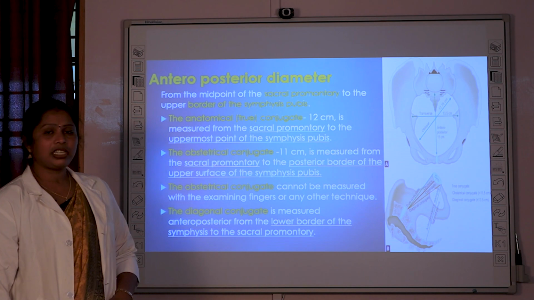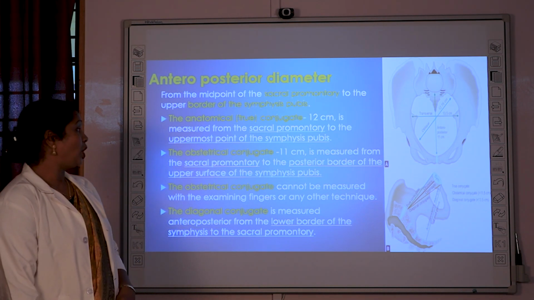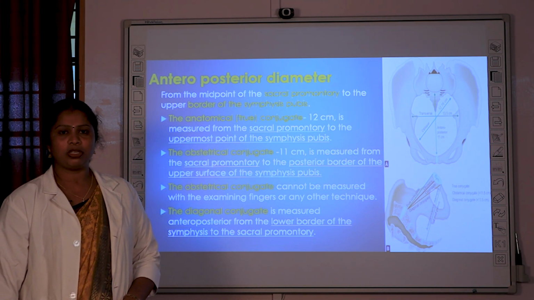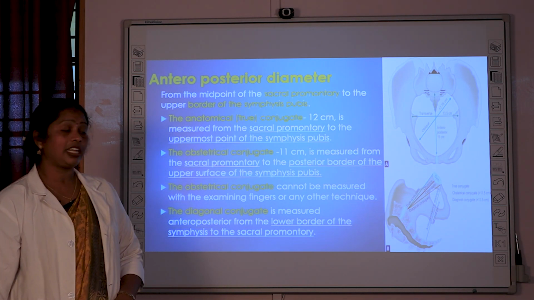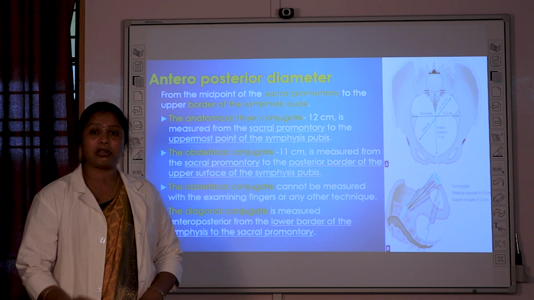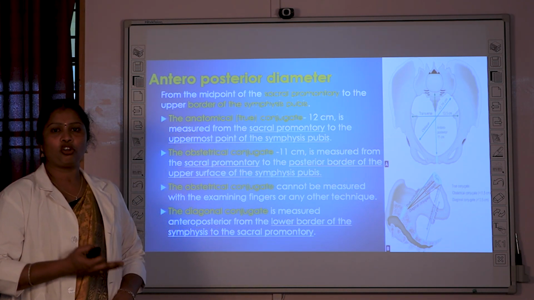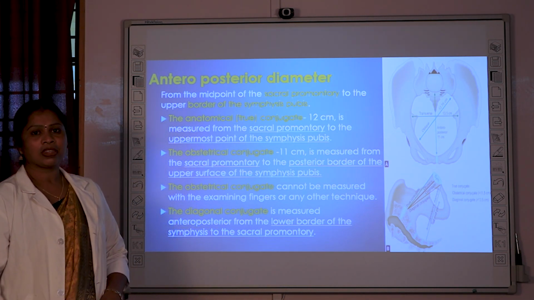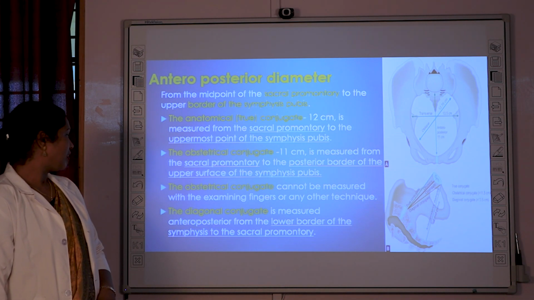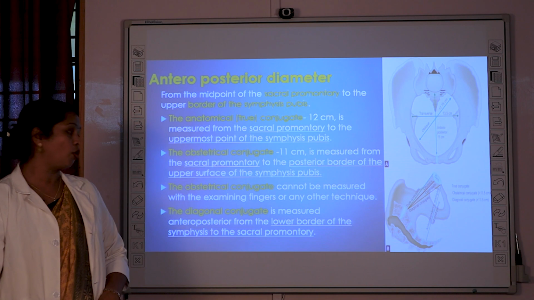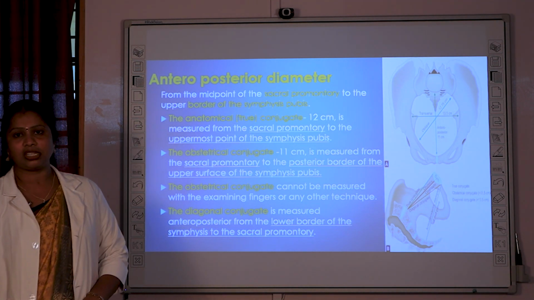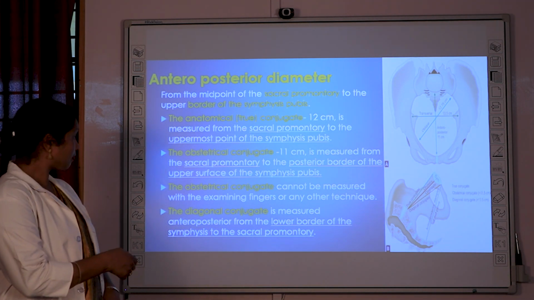The obstetrical conjugate is 11 centimeter. It is from the lower border of the symphysis pubis to the sacral promontory. And the third one, the diagonal conjugate, cannot be measured with the examiner's fingers. It is present from the lower border of the symphysis pubis to the sacral promontory. The diagonal conjugate is measured anterior-posterior from the lower border of the symphysis pubis to the sacral promontory.